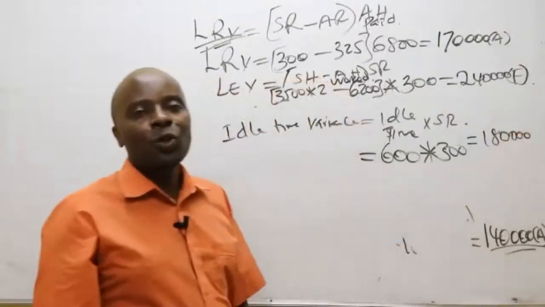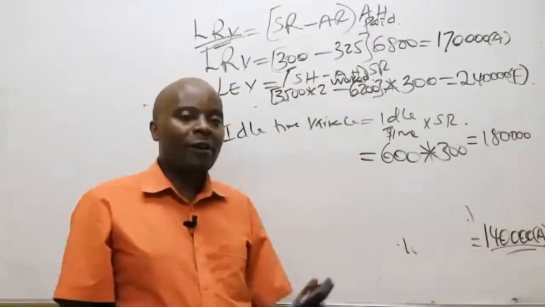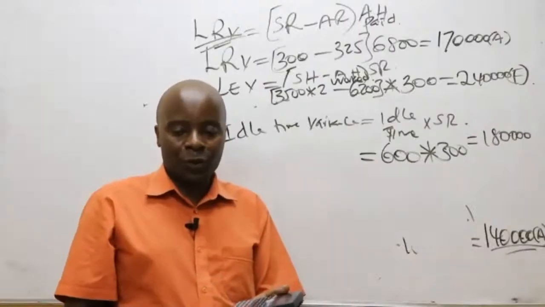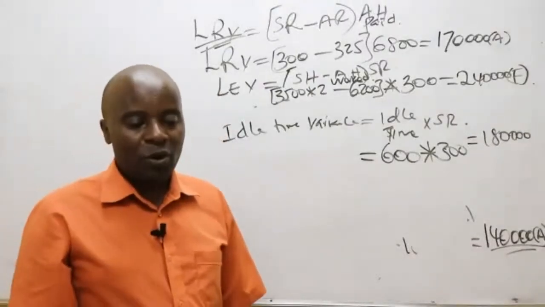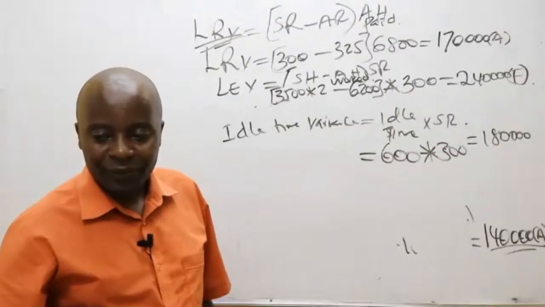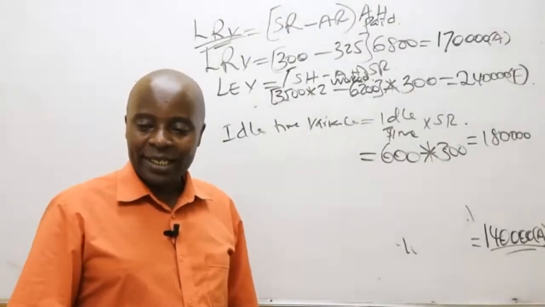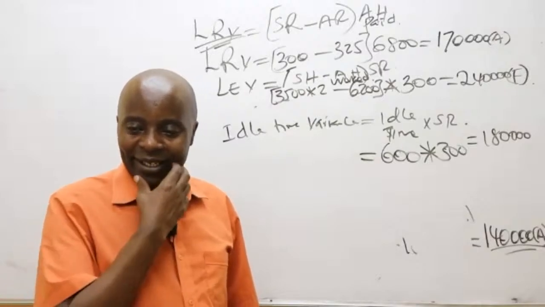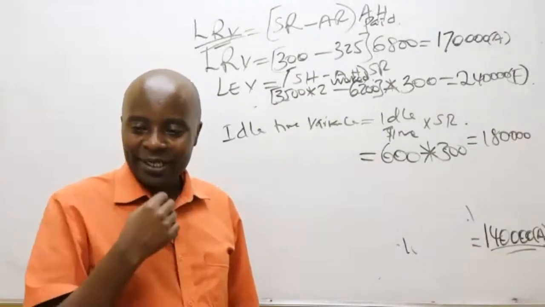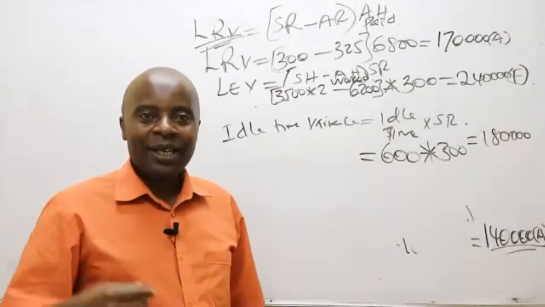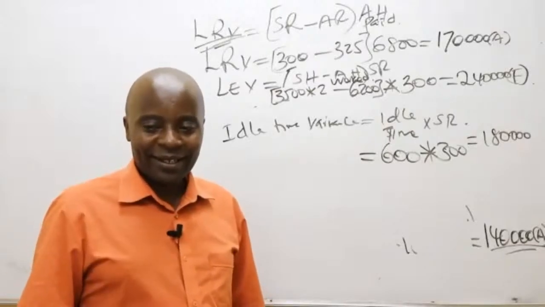180,000. Now you need to advise me, is this figure favorable or adverse? Is the figure favorable or adverse? Some are saying adverse, others are saying favorable, isn't it? Moses says adverse. Calvin adverse.